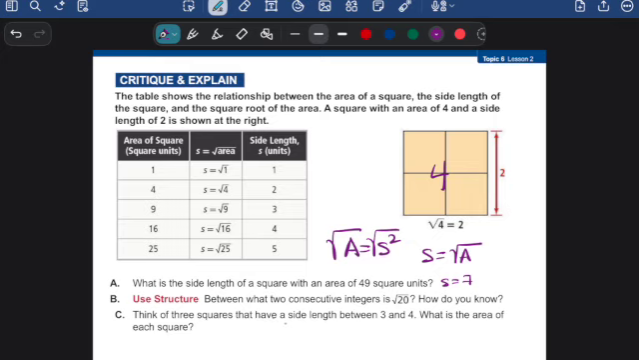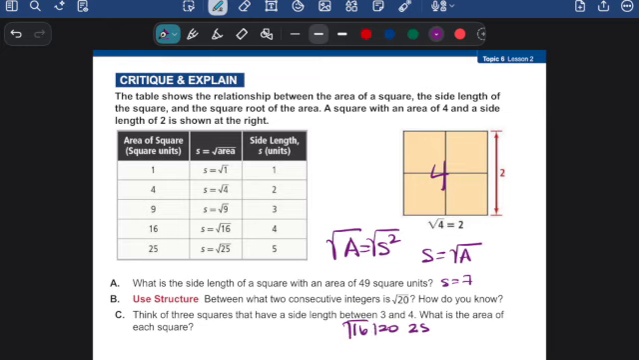Part B, between what two consecutive integers is the square root of 20? So think back to middle school, maybe even 6th grade. We're thinking of perfect squares that the integer 20 falls in between. So 20, think of our perfect squares. We've got 4, 9, 16, 25. Okay, so the number 20 is in between 16 and 25.